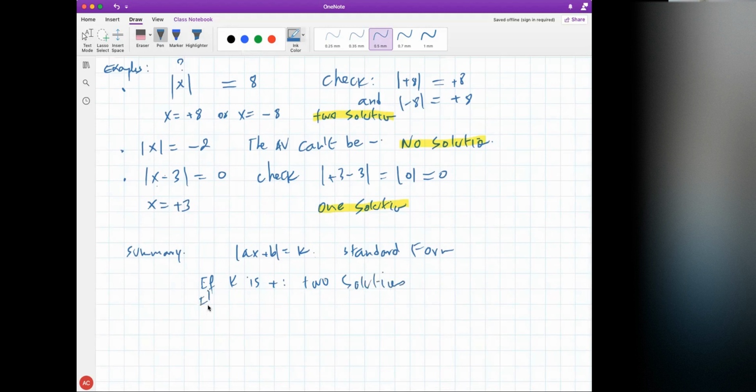What if k is negative? No solution, exactly. So if k is negative, we just check here, then there's no solution. No need to solve for anything. And the last case is when k is 0. One solution. Exactly, one solution. That's right.